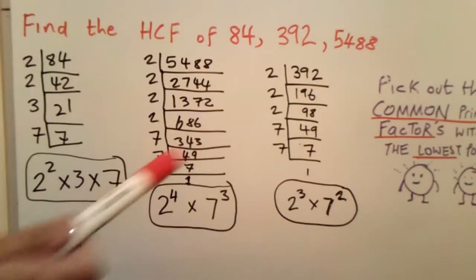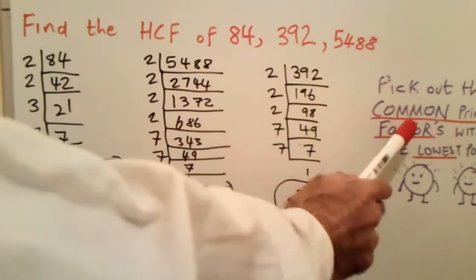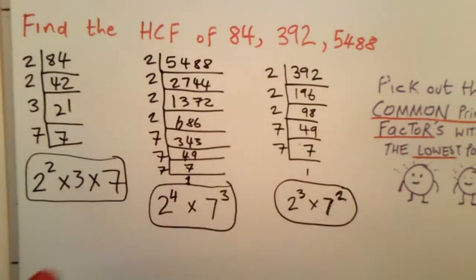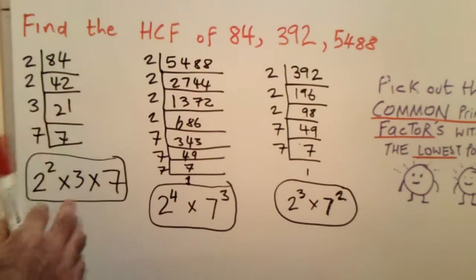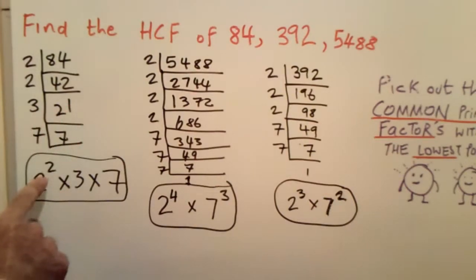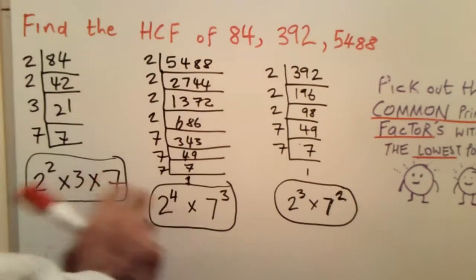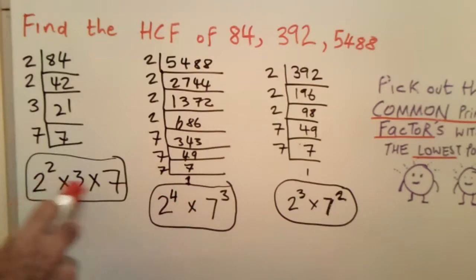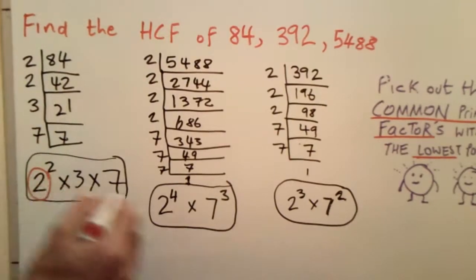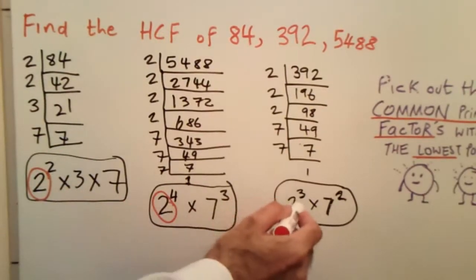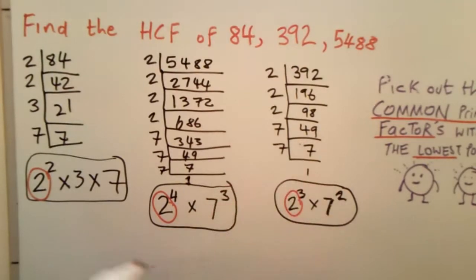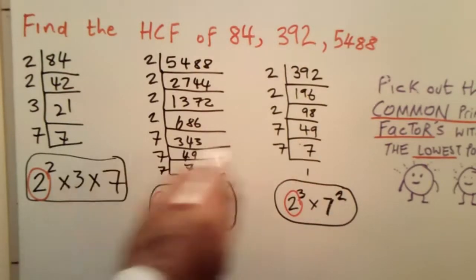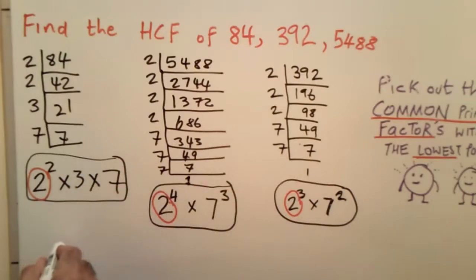Okay, so now that we've got the prime factors of the three numbers, do you remember the procedure? We find the common prime factors with the lowest power. So let's start with 2. Is 2 common in all of the results we've got? Yeah, we've got our 2 here, and our 2 here, and our 2 here. So 2 is definitely common to our prime factors. So we write down 2.